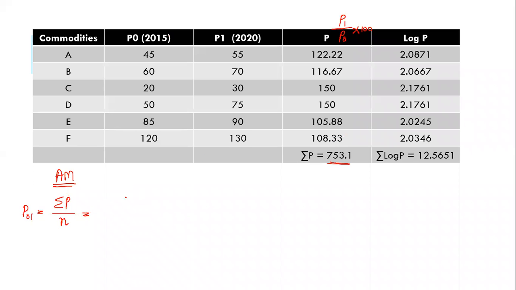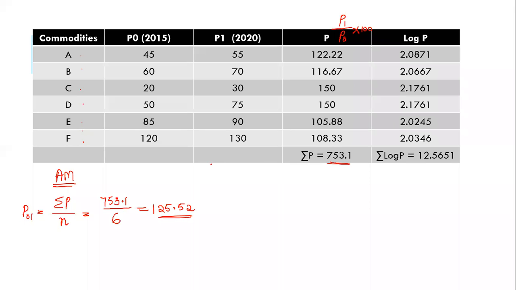So how to calculate? What is the value of summation P? It is 753.1. Students, calculate and give me the answer. Divided by what? What is the number of products? Okay, how many commodities are there? 1, 2, 3, 4, 5 and 6. We have 6, so we have to write 6. So what is the answer? 753.1 divided by 6, you will get 125.52. Okay, you will get so much. That is on the basis of the simple arithmetic mean index number.